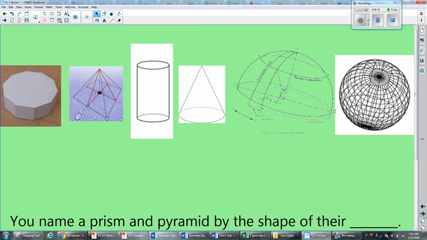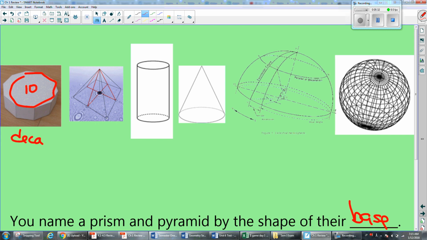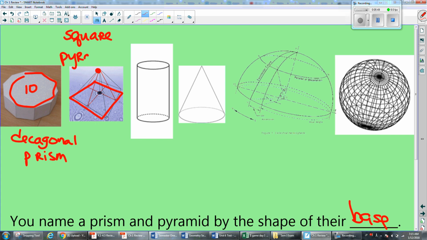Then we have these different three-dimensional shapes. Remember that you name a prism and pyramid by the shape of their base. So prisms have two bases. Here this shape has 10 sides. We would call this a decagonal prism since it has two bases that are decagons. This next one is a pyramid. All those points are meeting at one spot. The base is a square. We have to say it's a square pyramid. We can't just call it a pyramid.